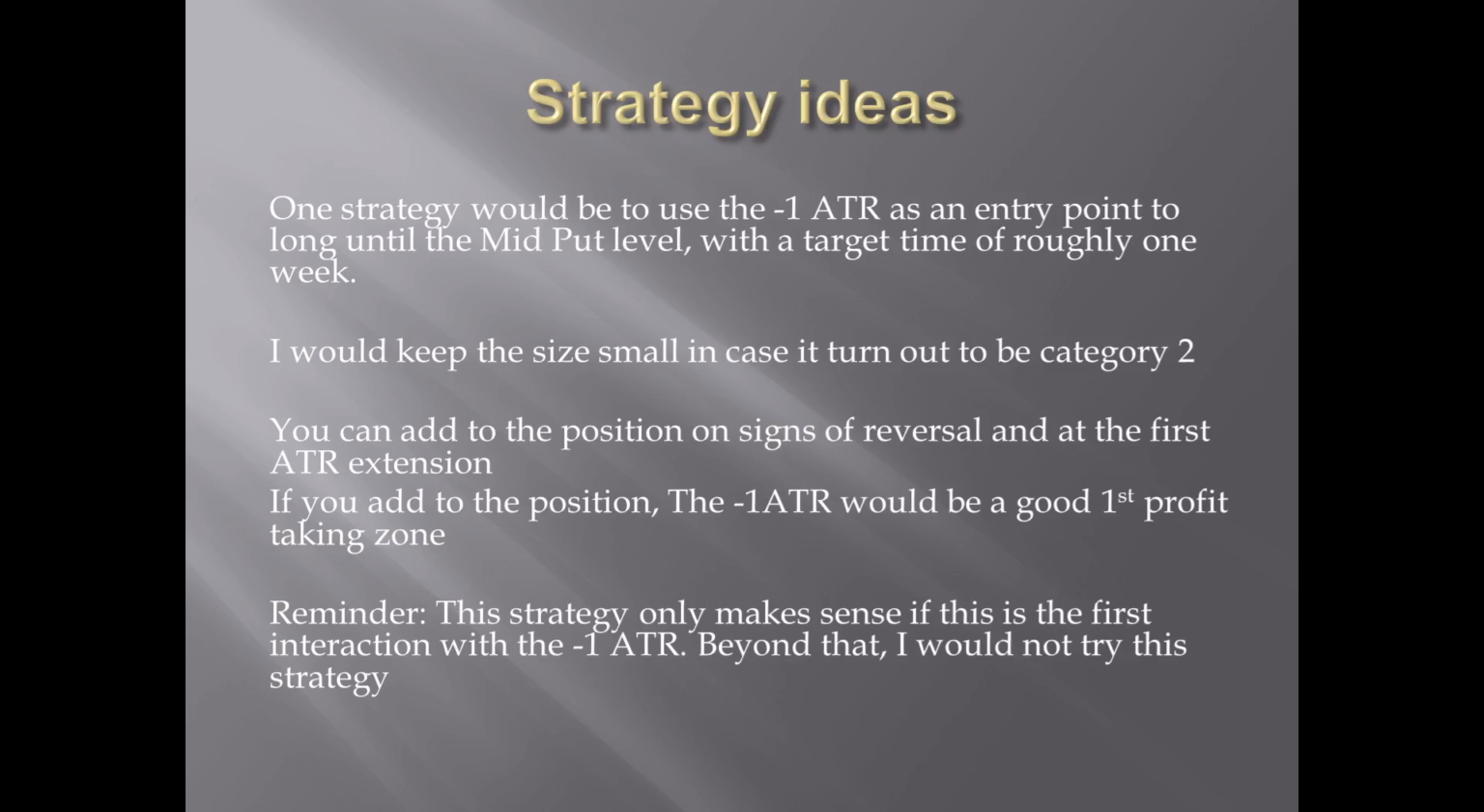You may not reach your mid put trigger. So I recommend being pretty nimble on these. Be flexible. I would keep the size small, right, in case this turns out to be a category 2. So that'd be kind of where you would first enter. If it is a category 2, you're going to go below your -1 ATR, so not your ideal entry. You're kind of going to add in, right? So once you see some reversal signs or you reach that first ATR extension, you could add into your position.